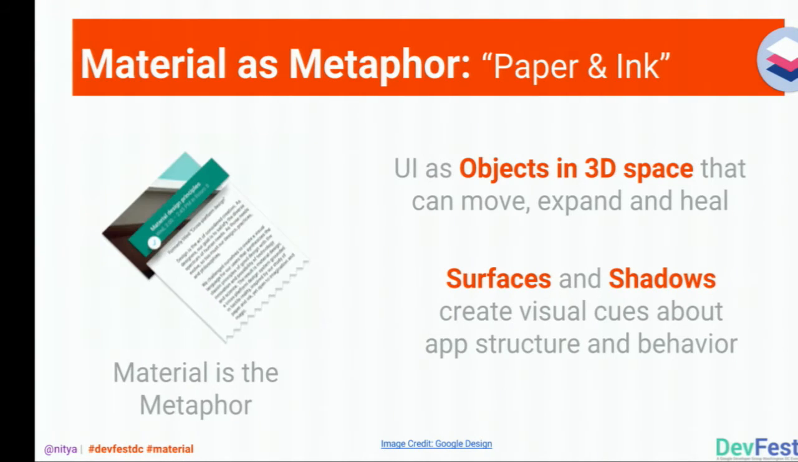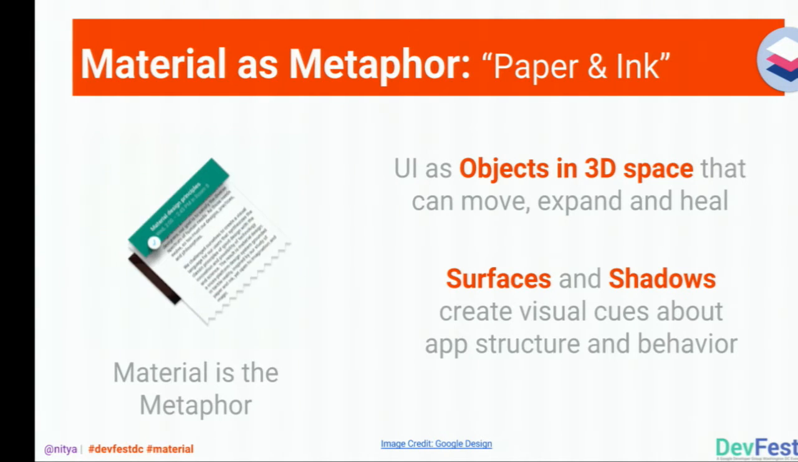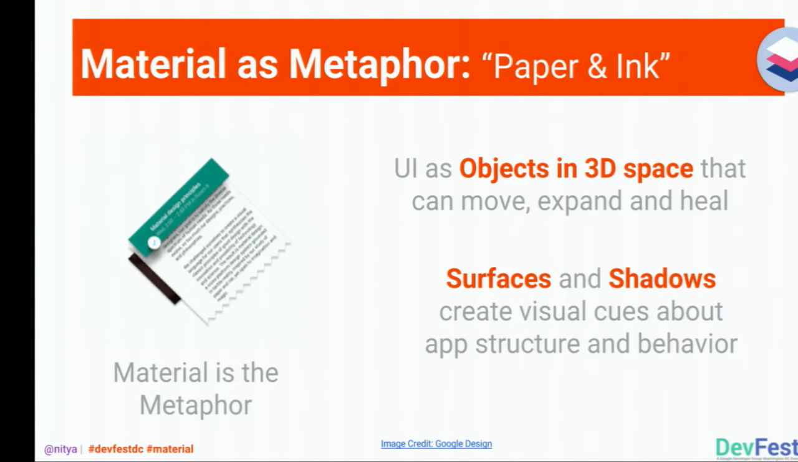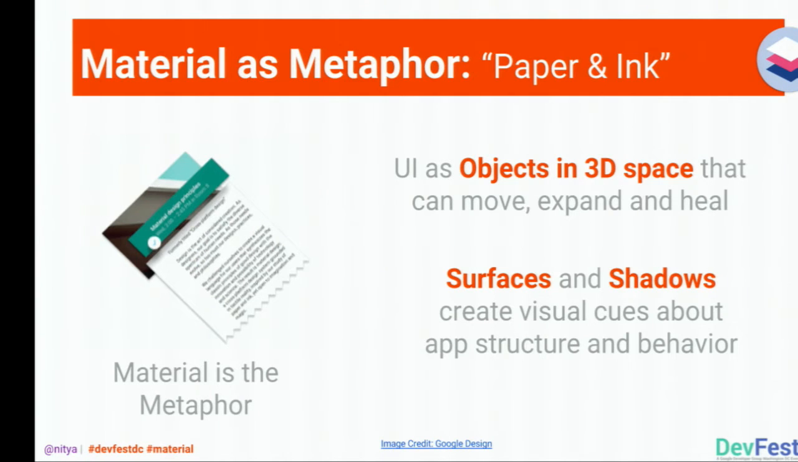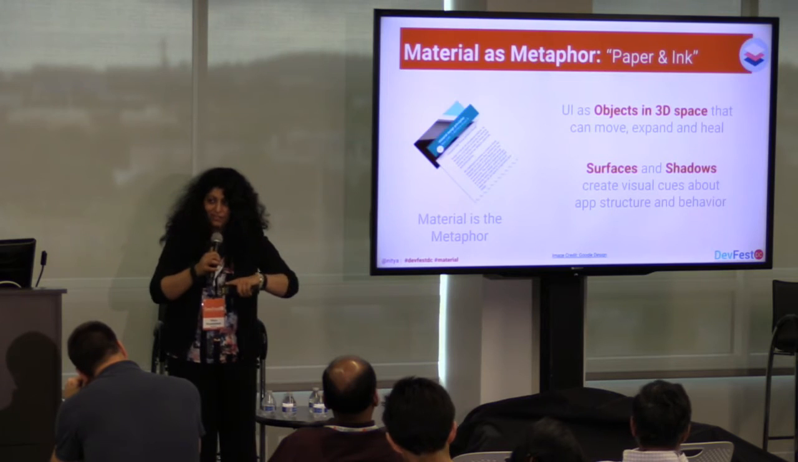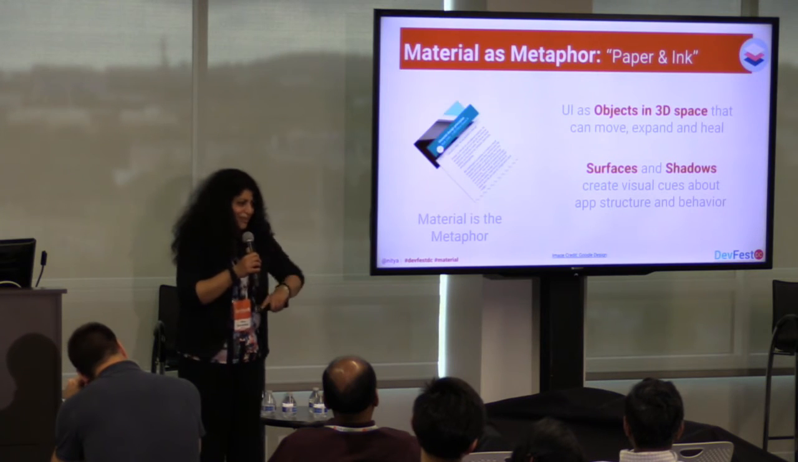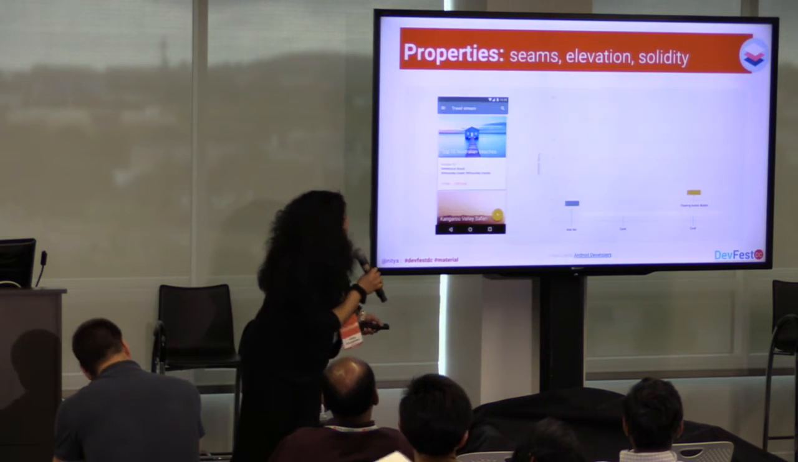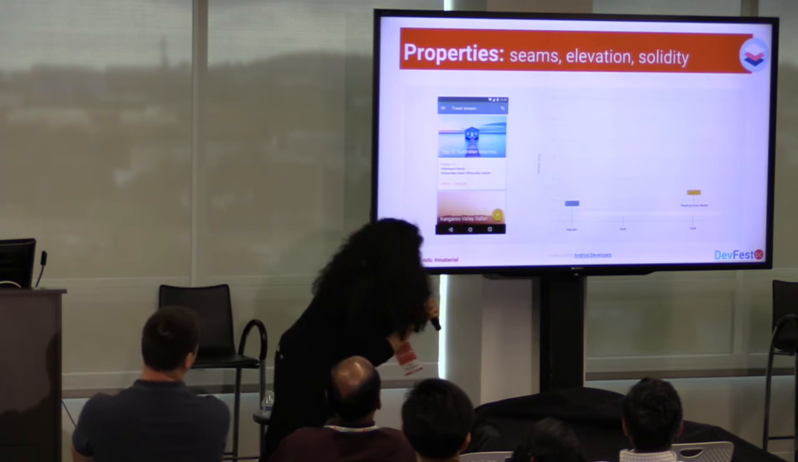The other side of it is that because they're objects in 3D space, you have surfaces and shadows. And these are used to give the user hints about how this app is structured and how it will behave when you do something with it. So the fact that that button looks like it's floating over everything is a hint to you that, hey, if I scroll underneath, this thing is going to stay. Everything else will move.